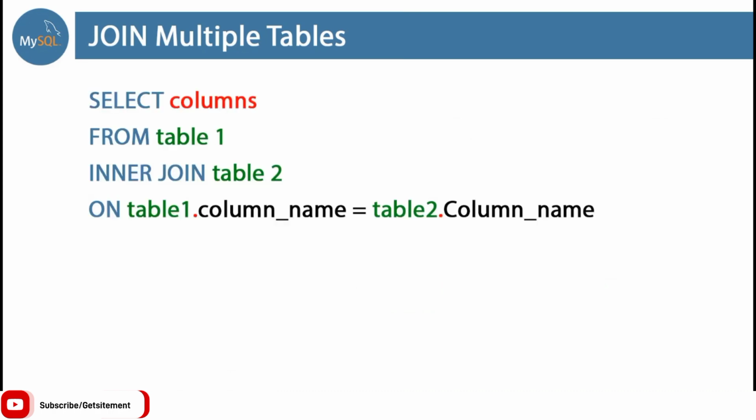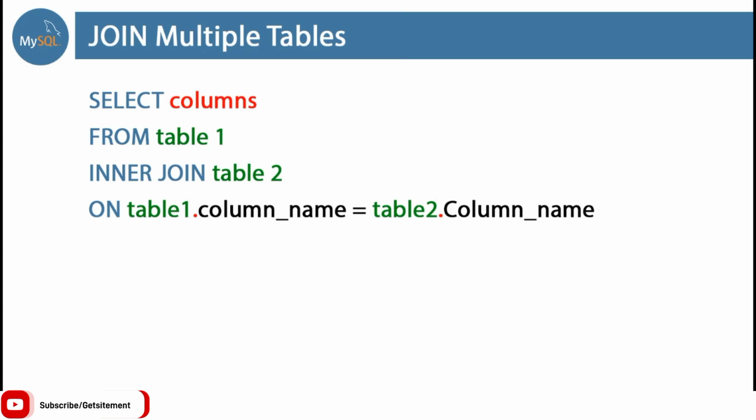First we need to use the select command. Then you can select columns, otherwise you can use the star sign. From table 1 inner join table 2. And then we need to use the on keyword to join the tables' columns. Table 1 dot foreign key column equal to, from table 2 we need to provide the primary key column. And you already learned this syntax from our inner join tutorial.